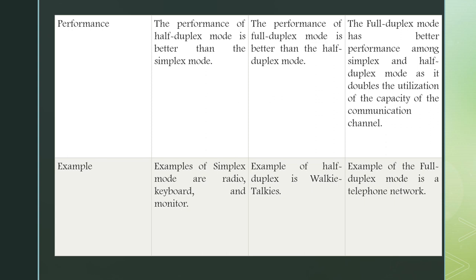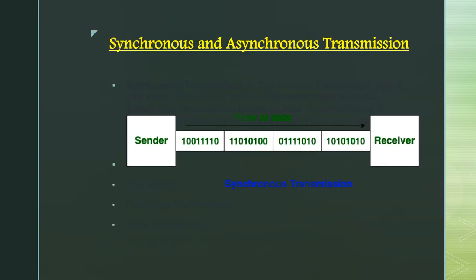Examples of simplex mode are radio, keyboard, and monitor. An example of half duplex is walkie-talkies. An example of full duplex mode is a telephone network.